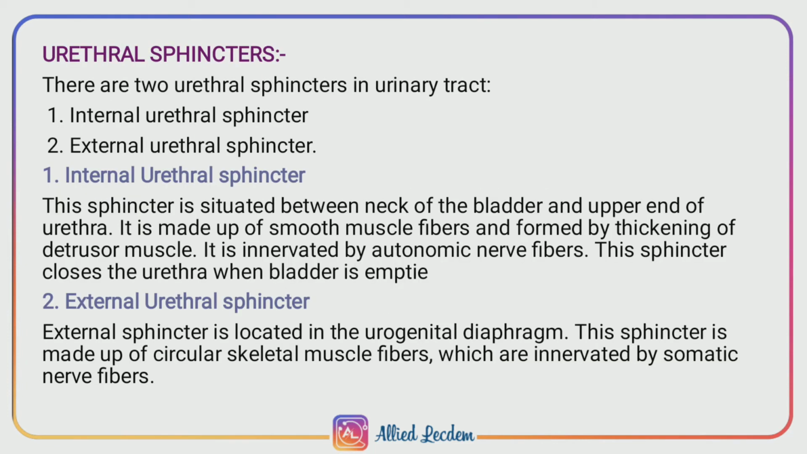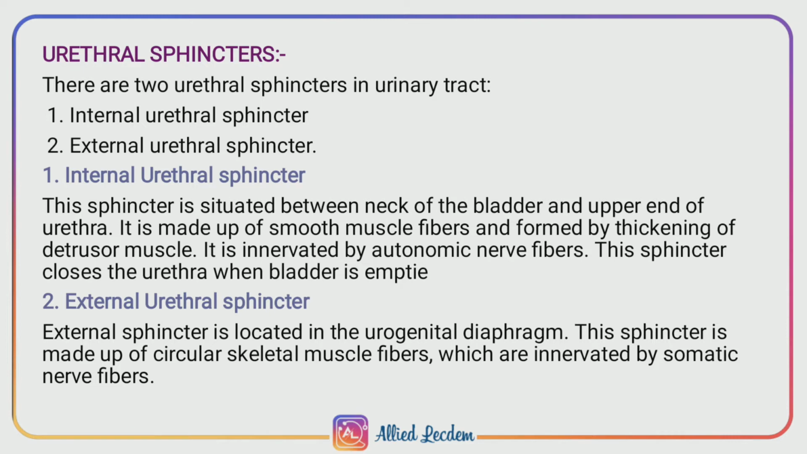Urethral sphincters. There are two urethral sphincters in the urinary tract: internal and external urethral sphincters. Internal urethral sphincter is situated between the neck of the bladder and the upper end of the urethra, and it is made up of smooth muscle formed by detrusor muscle. This sphincter closes the urethra when the bladder is empty.